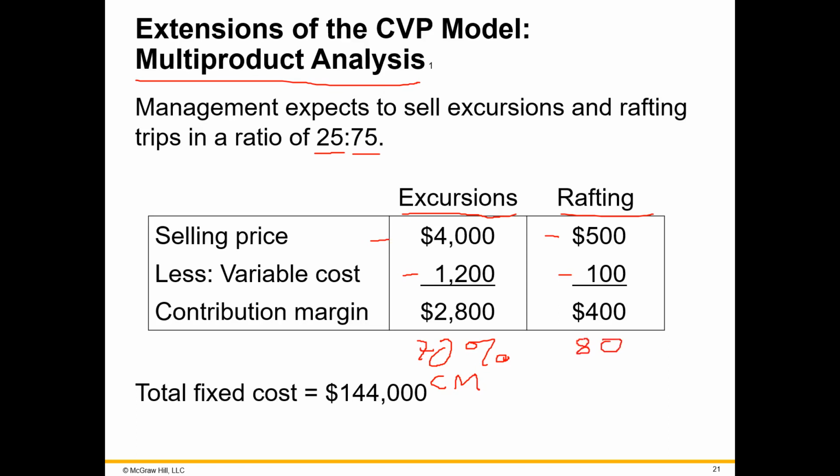The fact pattern also tells us that total fixed cost is $144,000. So these are a lot of variables to juggle. We have to know not only how much profit we make per type of trip, but we also have to consider that we sell way more rafting trips than we sell of excursions. So first we're going to calculate the contribution margin overall.